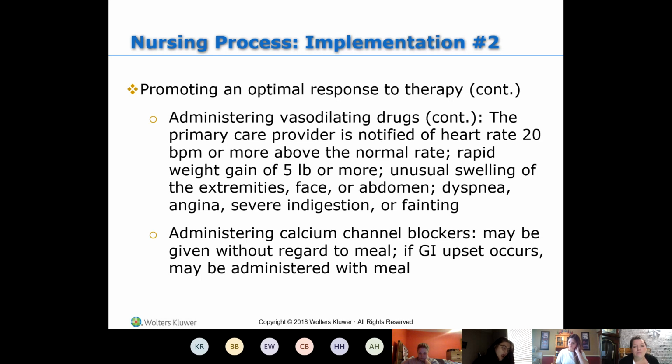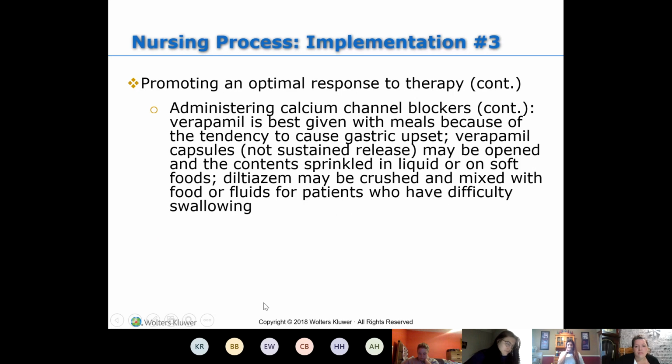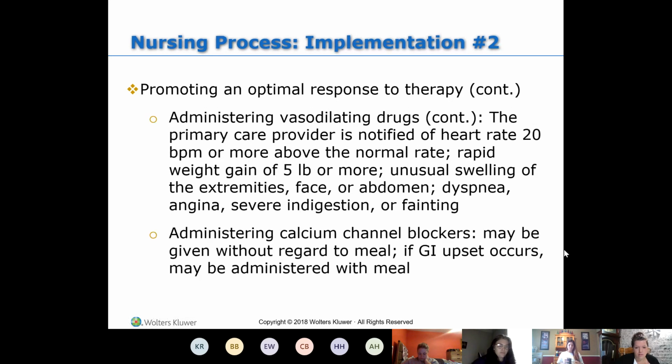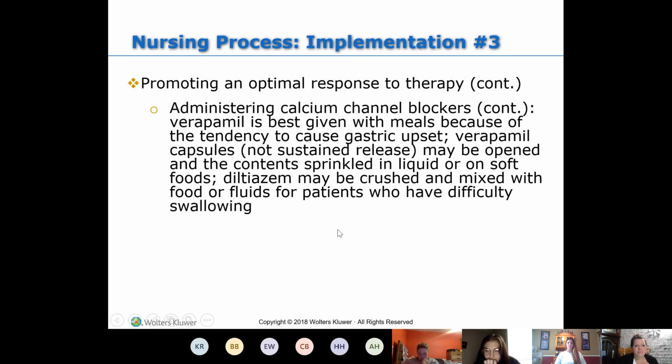When we are administering calcium channel blockers, they may be given without regard to a meal. These are the drugs that can affect the smooth muscle of our stomach, but if they get a stomach ache or any kind of GI upset occurs, then they can be administered with a meal. That's something that we can educate, to encourage their compliance. Verapamil is best given with meals because of the tendency to cause GI upset.